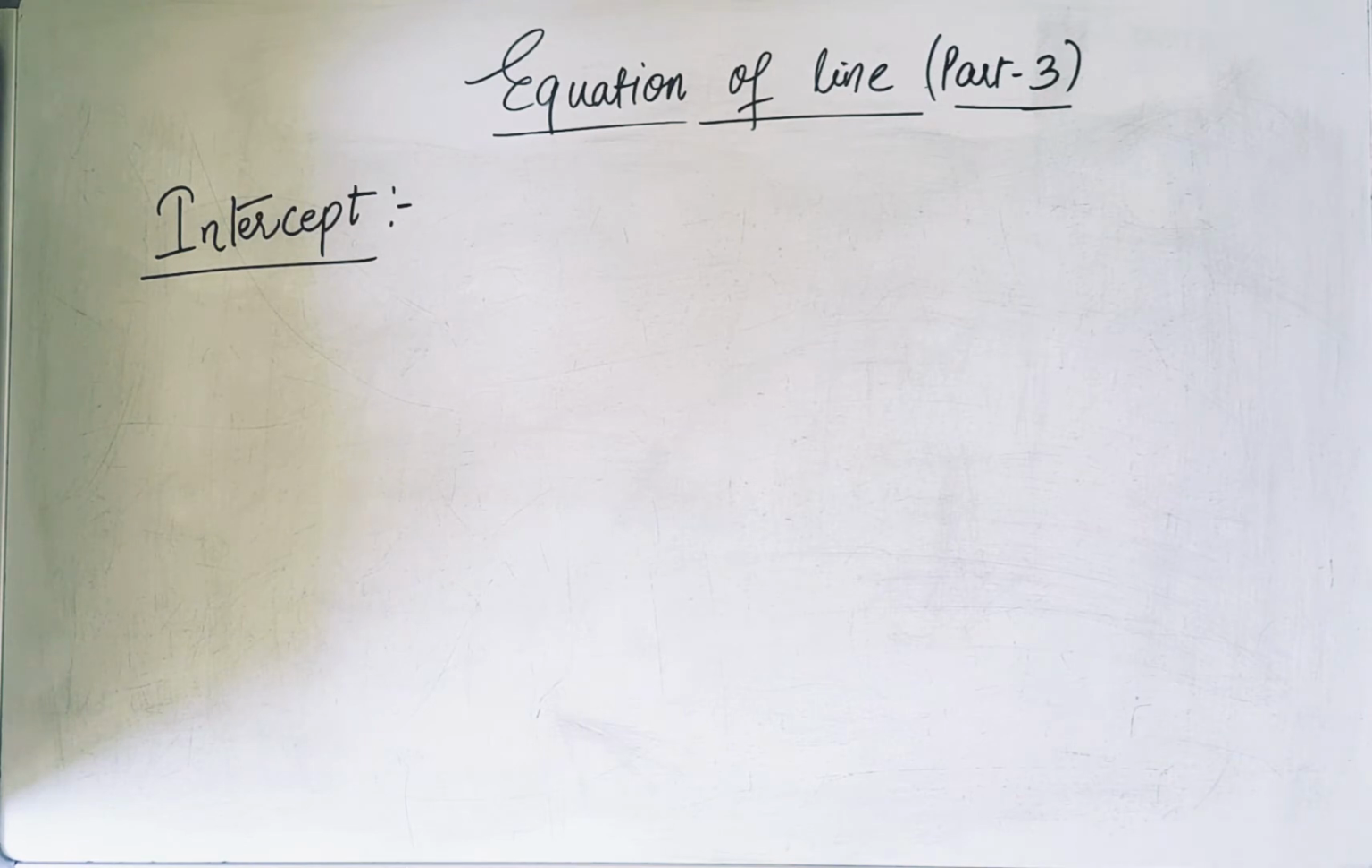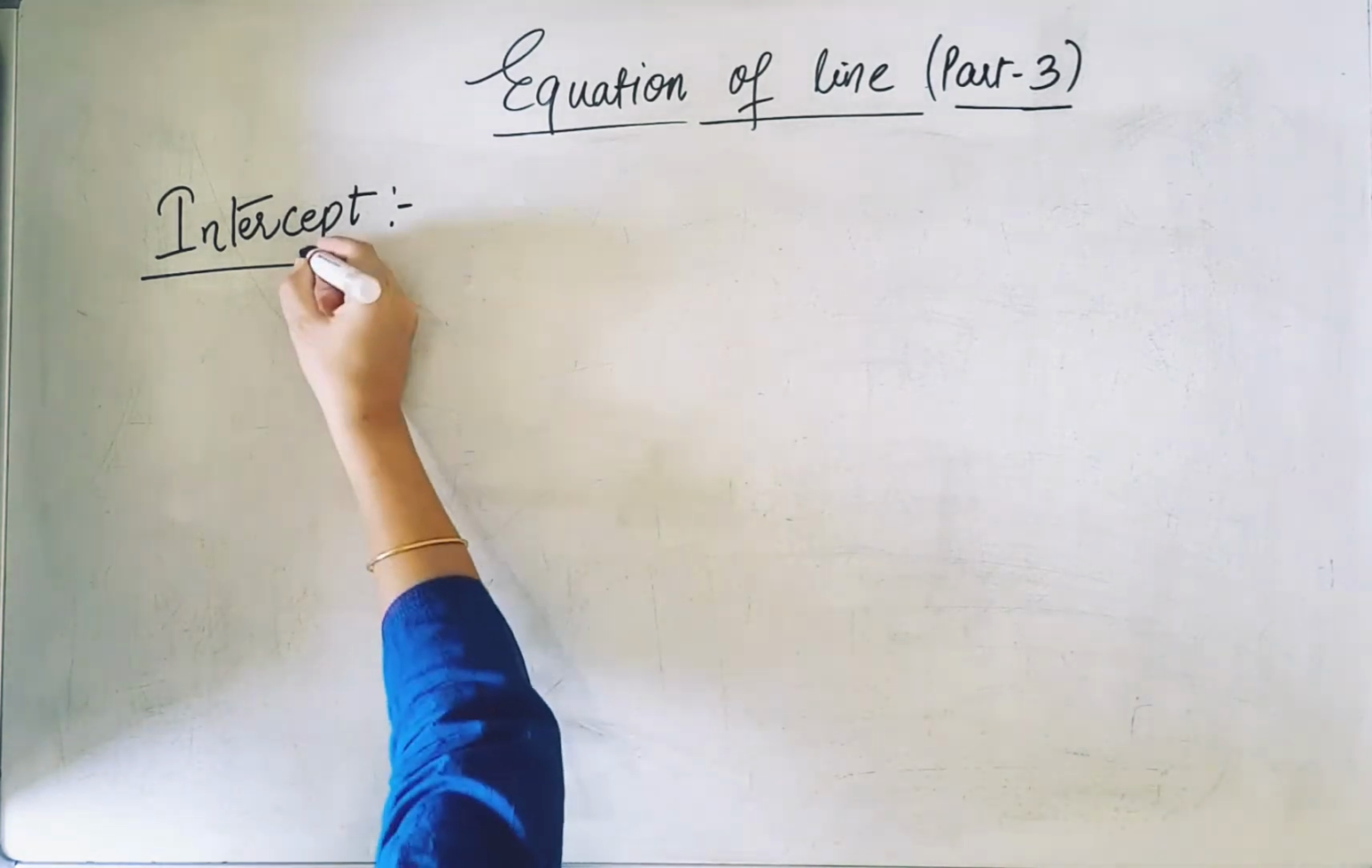So today we are going to start with equation of line part 3. We have already studied part 1 and part 2 of this chapter, in which we have covered how to satisfy equation of line, or we can say which points satisfy equation of a line. Any point that lies on the line will satisfy that equation of line. And in part 2 video we studied about the slope. In this video we are going to study about intercept.